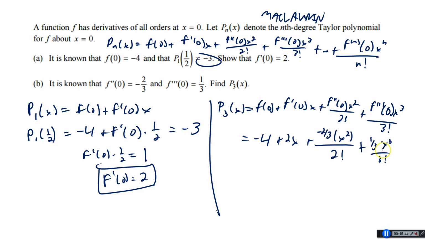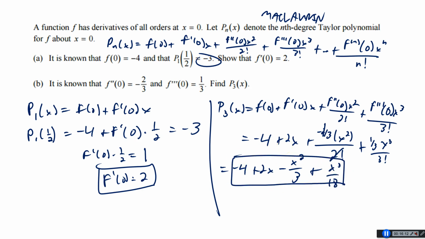Now I'm going to clean that up a little bit because I think it's going to be useful for the next problem. So that is negative 4 plus 2x. For the negative 2/3 term, the 2's cancel, right? Because 2 factorial is just 2. So this is minus x squared over 3. And then we're going to have plus, let's see, 3 times 3 is 9, times 2 is 18. So it'll be x cubed over 18. So that's the prettiest way we can write that third degree Taylor polynomial. Sorry about that. All right, so let's see what they want next.